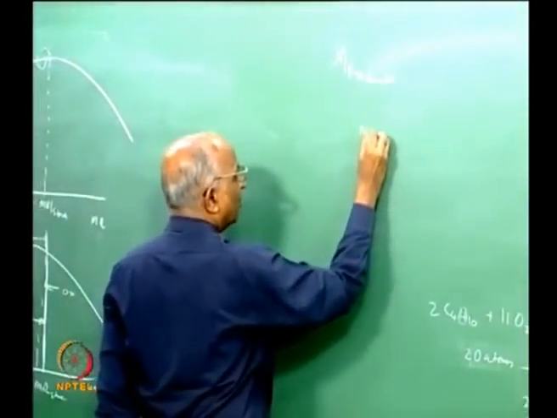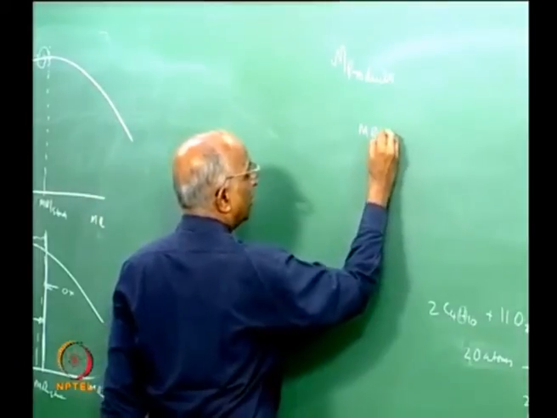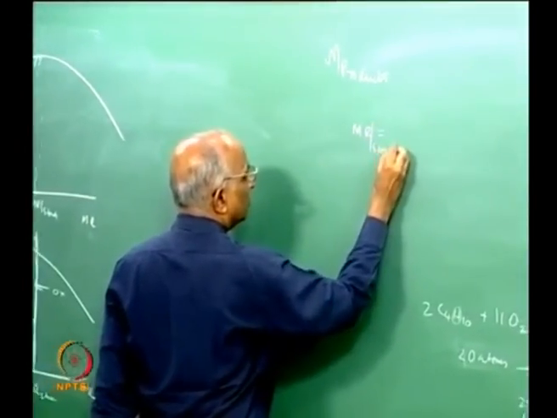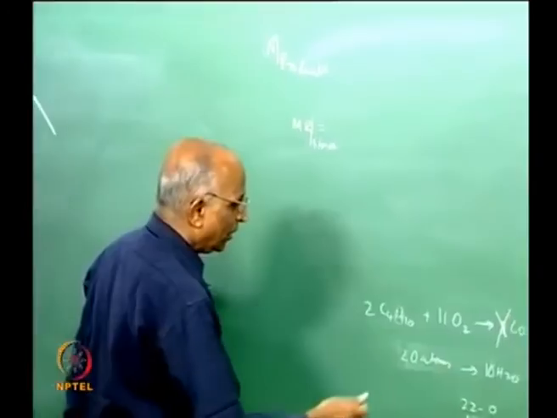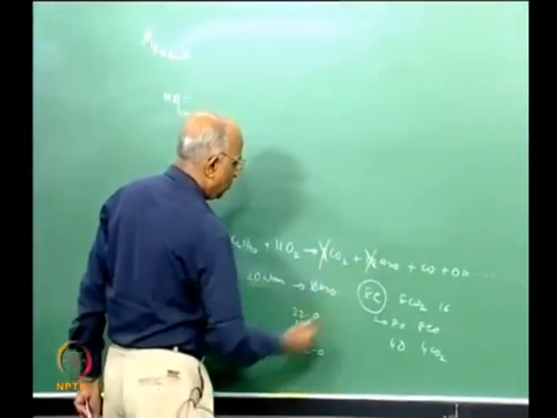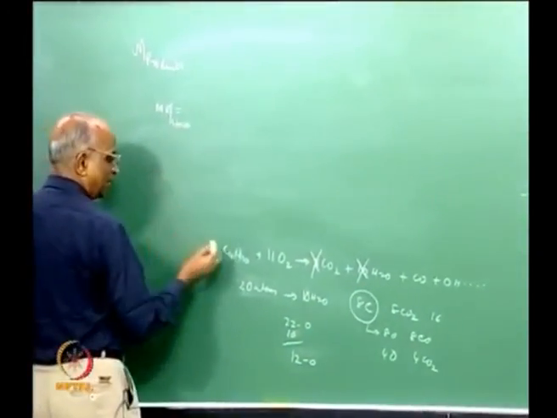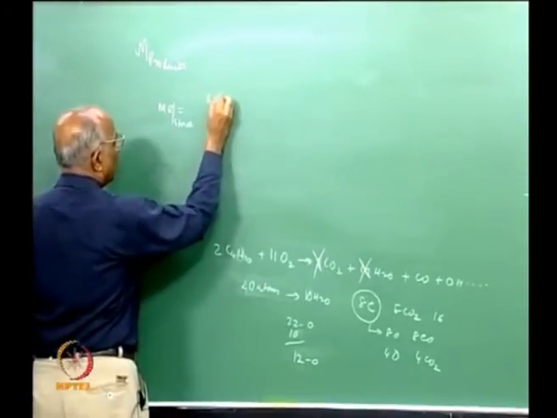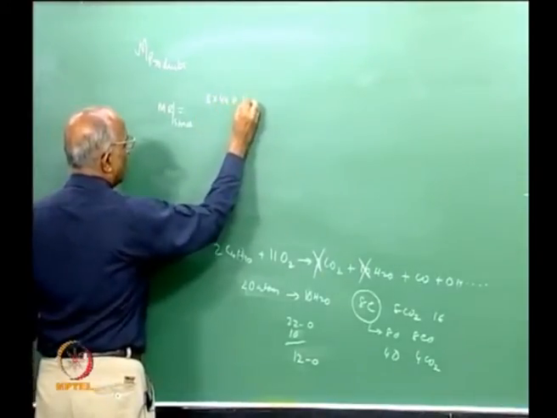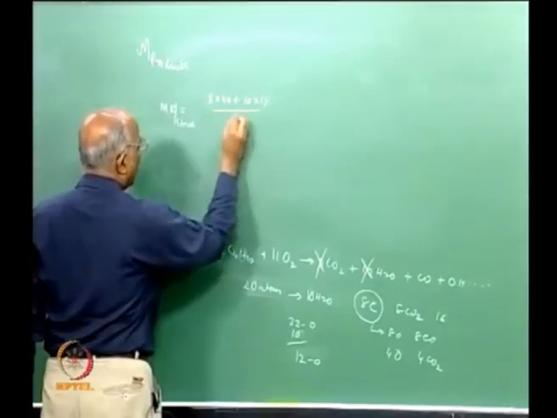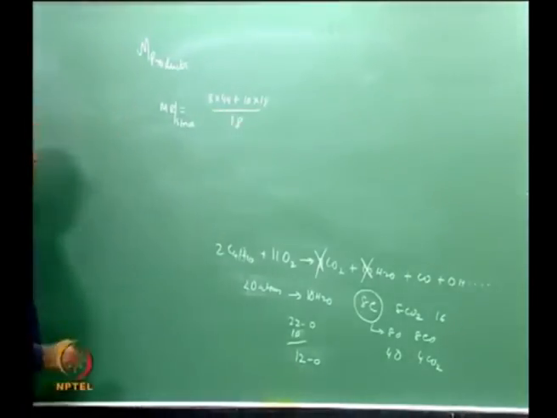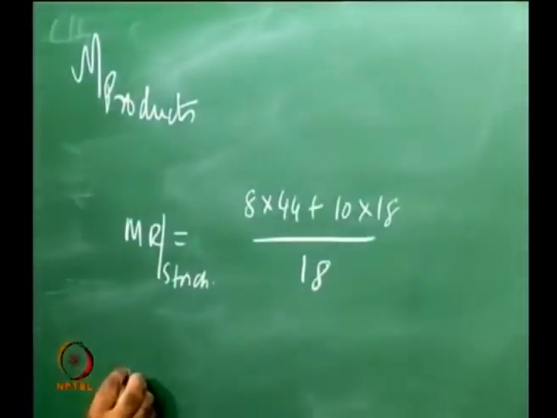If the mixture ratio is equal to stoichiometry, what is it we got? We got 8 CO2 plus 10 H2O, therefore the molecular mass is equal to (8 × 44 + 10 × 18) divided by 18.